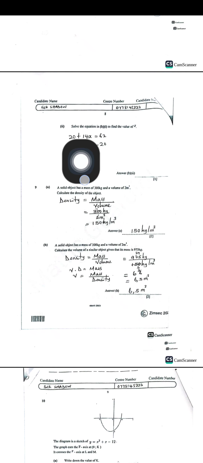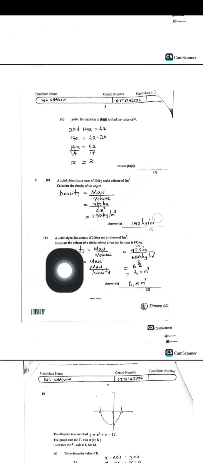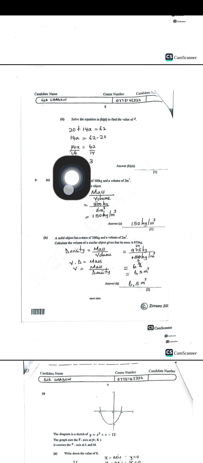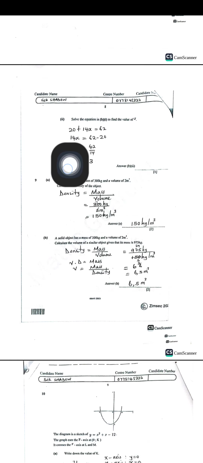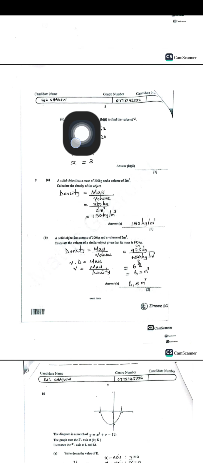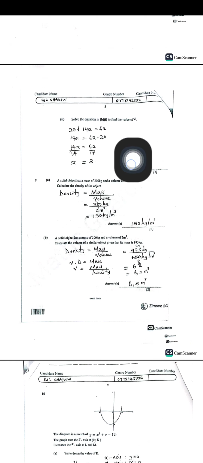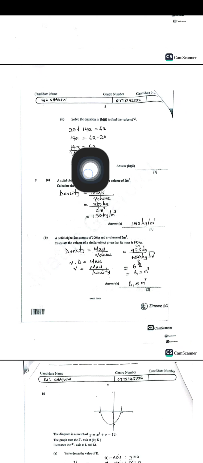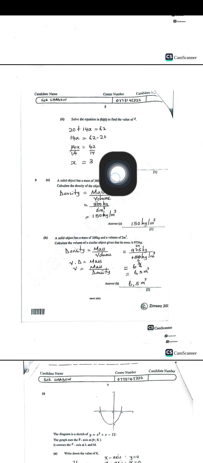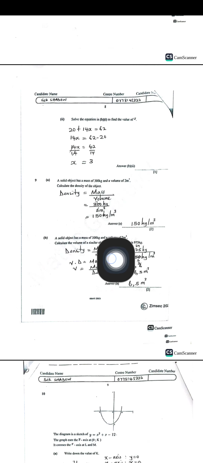You are now solving 20 + 14x = 62, which is a linear equation. Whenever we are dealing with a linear equation, we have to group like terms. So you leave 14x right here, then you move 20 to this side, and it becomes 62 minus 20. This becomes 14x = 42, because 62 minus 20 gives 42. Divide both sides by 14. So x = 3.